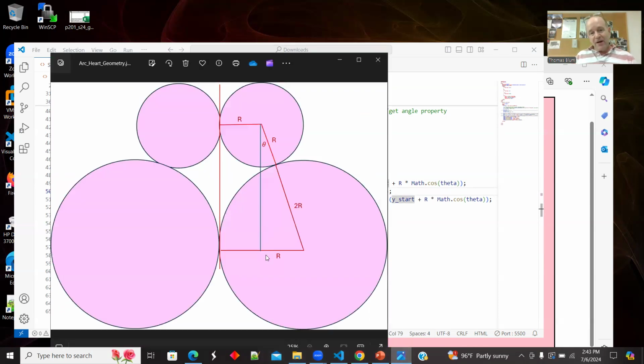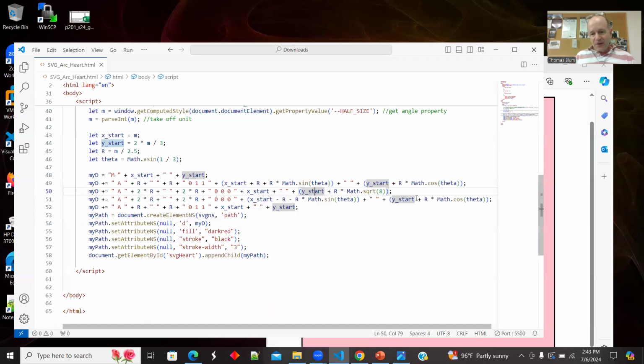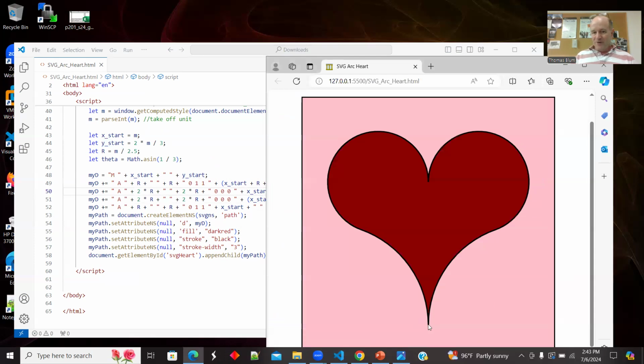I have the right triangle, so I have the Pythagorean theorem. This side is 3r, and this side is 1r. So a squared plus b squared is c squared. So a squared plus r squared is 9r squared. Take the r squared to the other side, make it 8r squared, and then I need to take the square root. So you see my square root of 8. Okay. So there's my square root of 8 to get me down here.